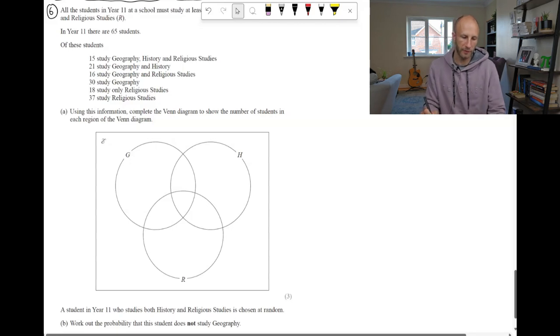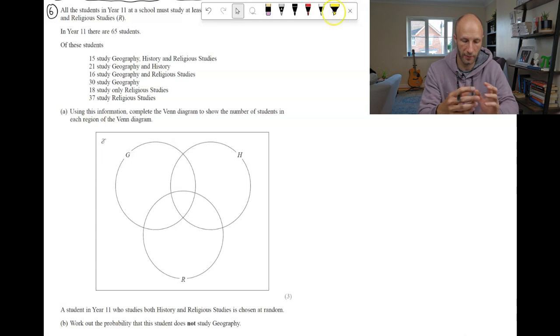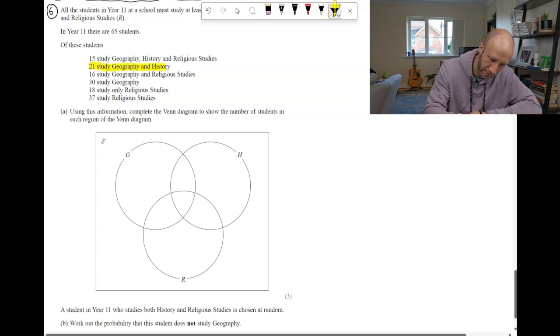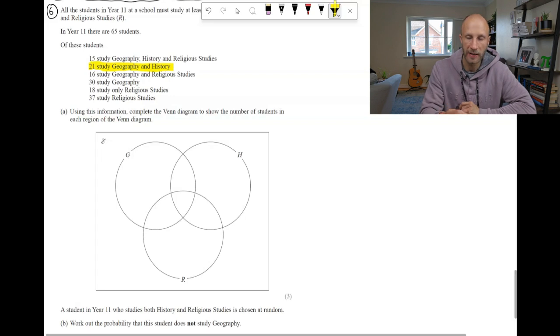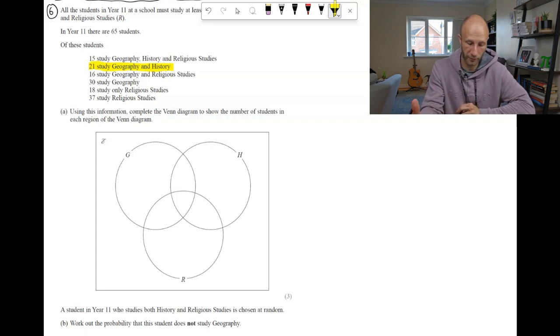Okay, so let's have a look through. So when you do these questions, you want to focus on the intersection that has everything in the start. What you've got to be careful of is something like this statement here, which I've highlighted, 21 study geography and history. It doesn't tell us enough. It tells us that 21 study geography and history, but it doesn't say whether or not they study the third subject, in this case, religious studies as well. So we've got to be careful with how we think about this.